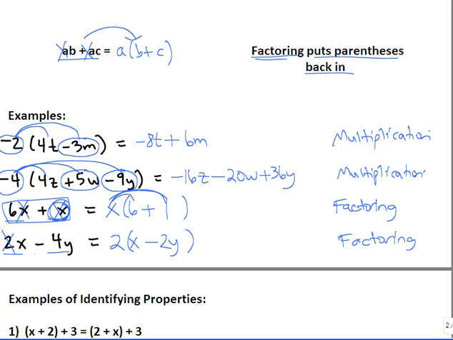And you can always check your answer by redistributing back. 2 times x is 2x, 2 times 2y is 4y. So we got the right answer.